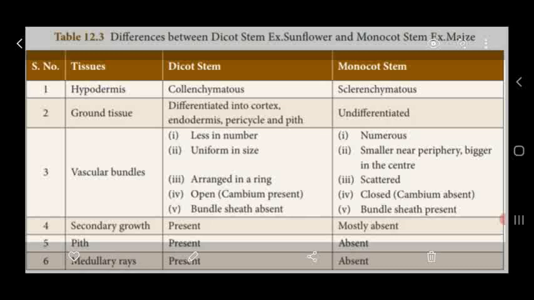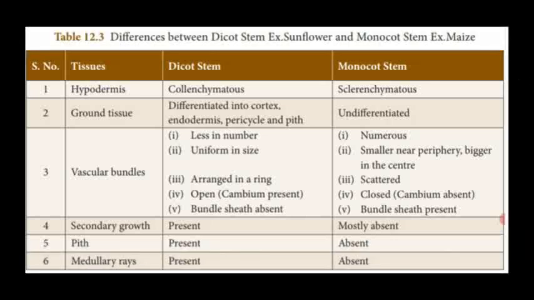Then the type of the vascular bundle in dicot stem is conjoined, collateral and open vascular bundle. What is open vascular bundle? Cambium is present between the xylem and phloem. That is said to be open vascular bundle. But when you are coming to the monocot stem, it is conjoined, collateral, closed vascular bundle. That means cambium is absent.